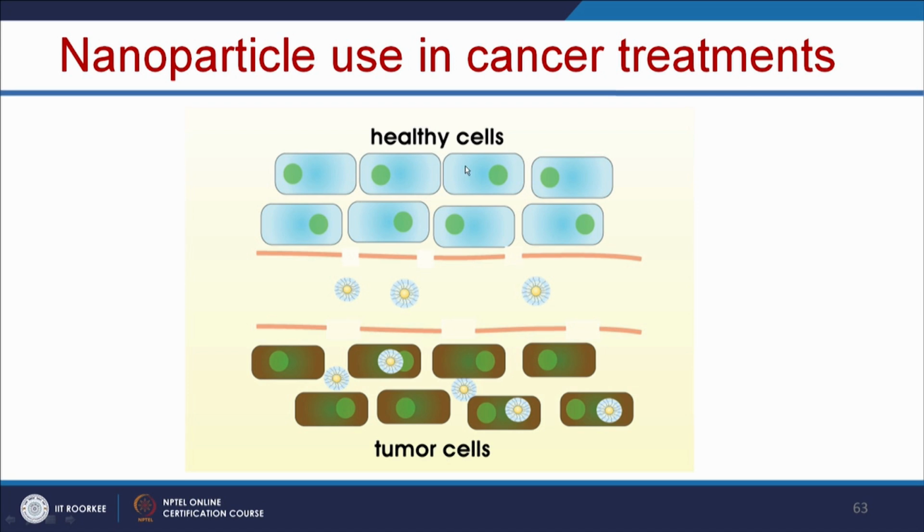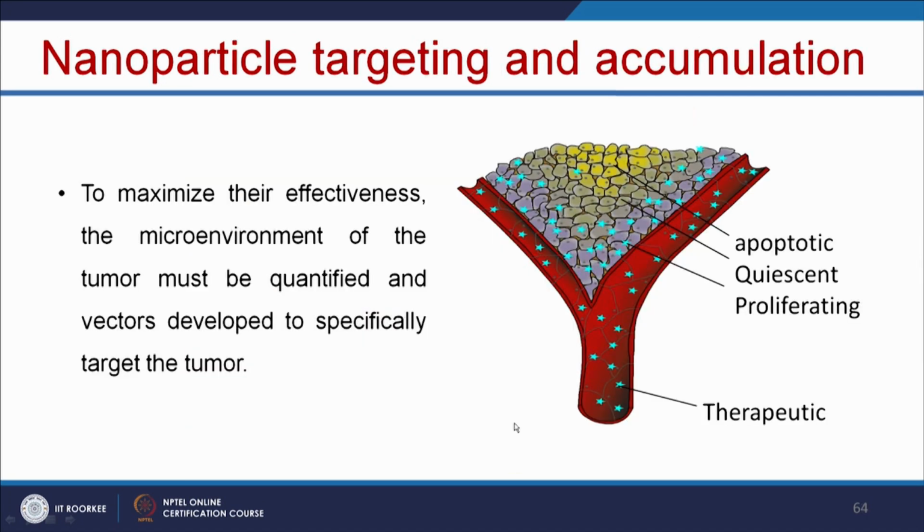You can see here this nanoparticle can enter and bind only to the tumor cells, and it can eradicate the tumor cells. To maximize the effectiveness, the microenvironment of the tumor must be quantified, and the nanocarrier should be developed specifically to target the tumor, so that it can reach the inner part of the tumor and completely eradicate it, and it will prevent the recurrence of the tumor.